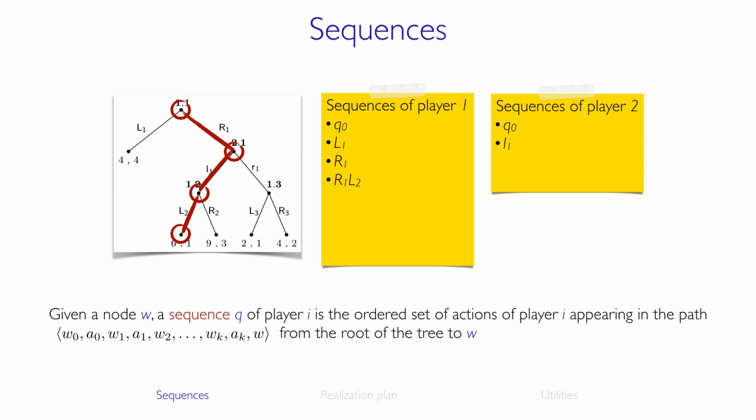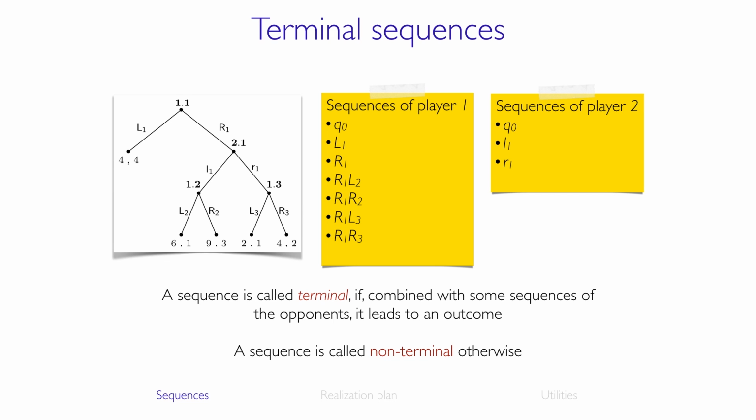Enumerating all the possible sequences, we have those reported in the picture. Therefore, for instance, for player 1, we have uppercase R1, uppercase R2, uppercase R1, uppercase L3, uppercase R1, uppercase R3. The sequences of a player that lead to terminal nodes when paired with some sequence of the other players are called terminal. Instead, if a sequence cannot lead to any terminal node, it is called non-terminal. The terminal sequences in the picture are those in red.